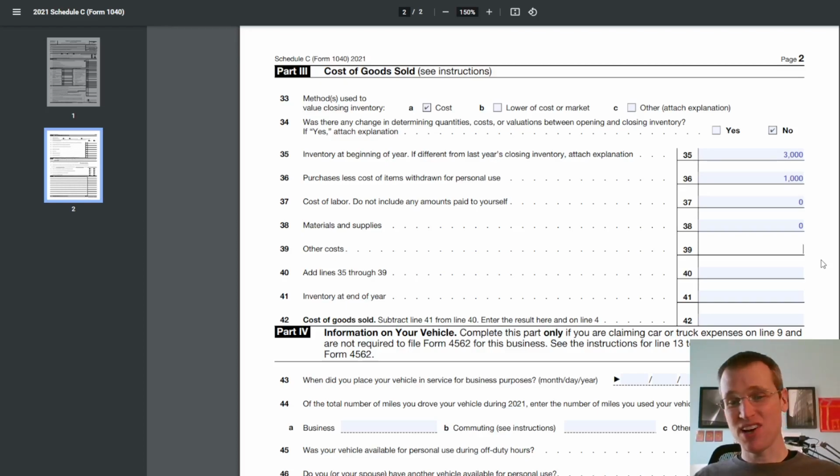It simply says other costs. And this comes down to an interesting thing that happens in accounting where different businesses can have the same event, but treat them very differently in terms of their accounting. And let me give you an example.